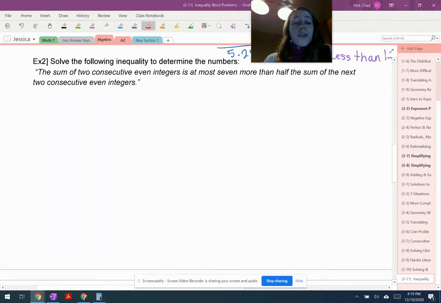The sum of two consecutive even integers is at most 7 more than half the sum of the next two consecutive even integers. Boom! Mind blown. Too many words. So, let's break this apart piece by piece.